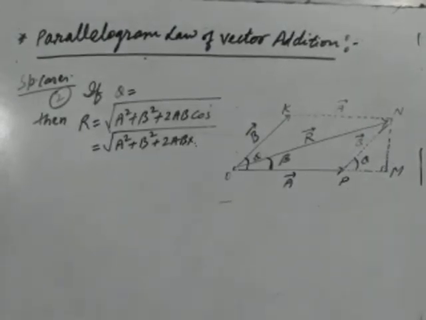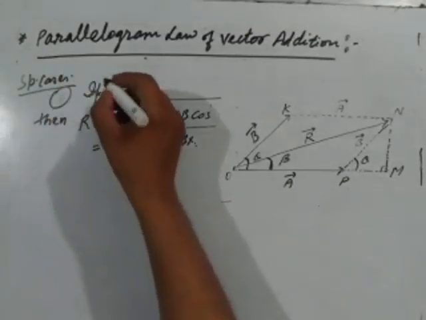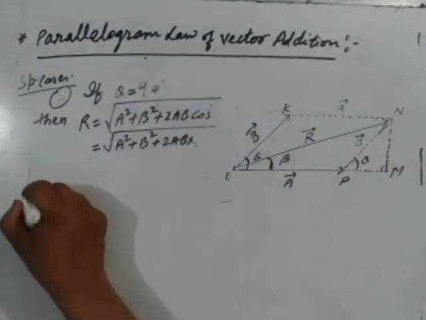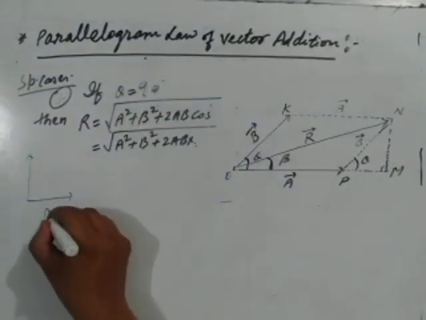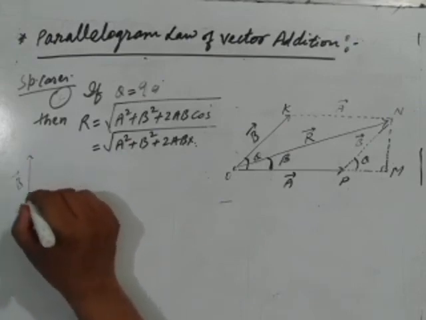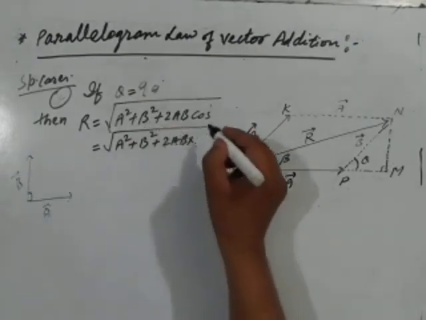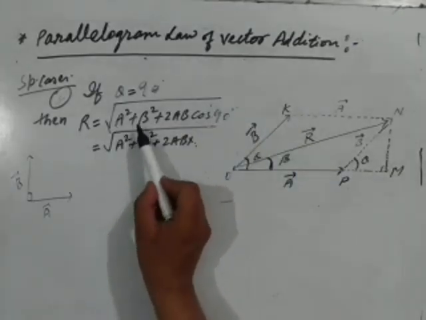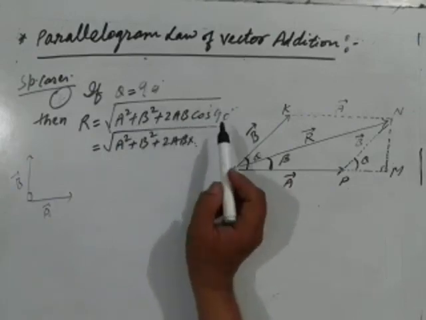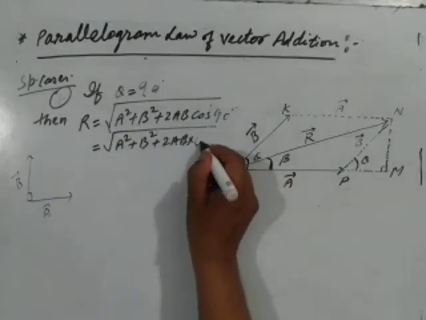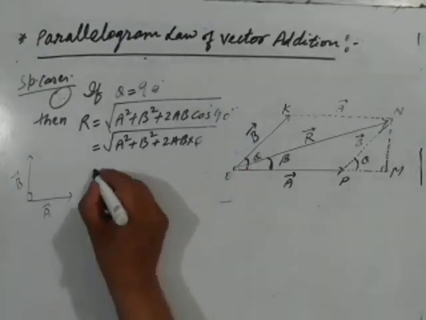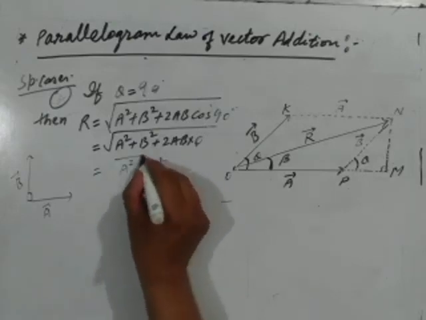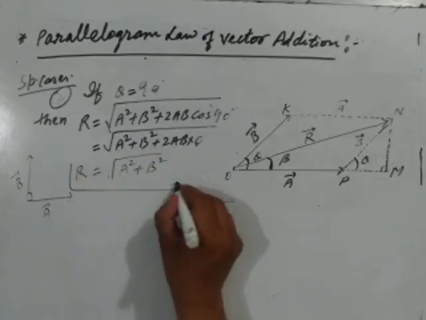Now in the last case, take theta as 90 degree. That means the angle between a vector and b vector is 90 degree. So we will put here theta as 90, so this becomes cos 90. r equal to under the root a square plus b square plus 2ab cos 90. But cos 90 is equal to 0. So therefore the relation will become a square plus b square under the root. This is the final value of the resultant.